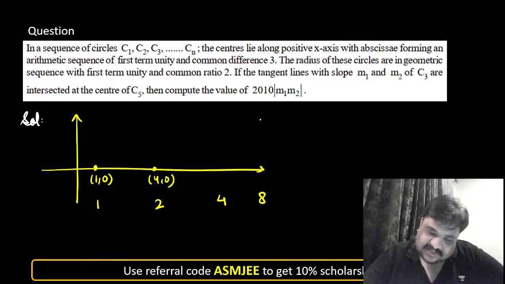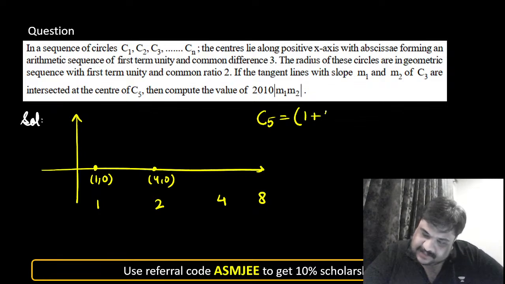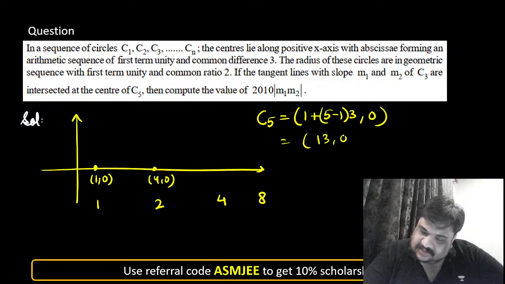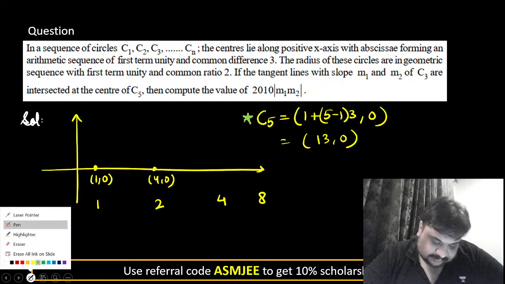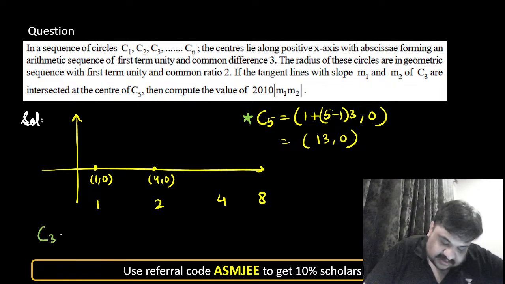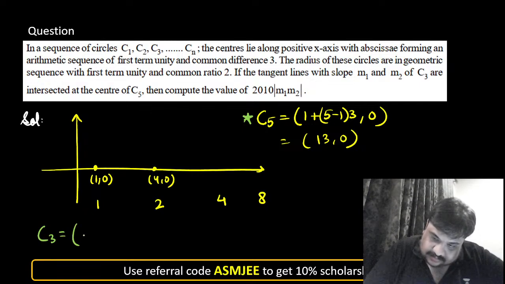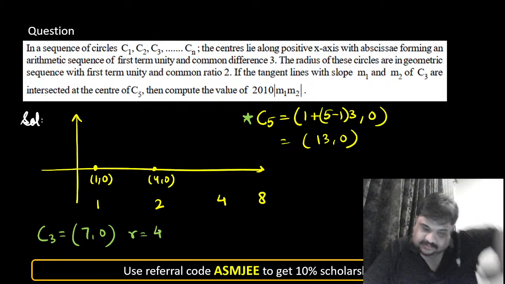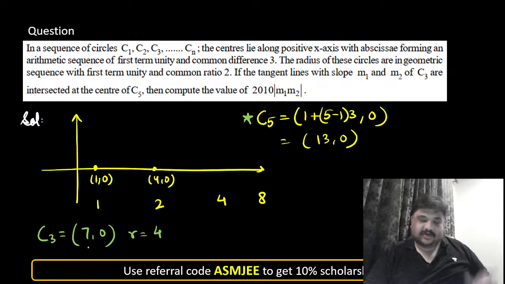How easy! Let's find the center of C5. C5 center will be (1 plus (5 minus 1) into 3, 0), that is (13, 0). That will be the center. Now what is C3? C3 has center (7, 0) and radius 4. So from this point two tangents are drawn and we need the product of the slopes.